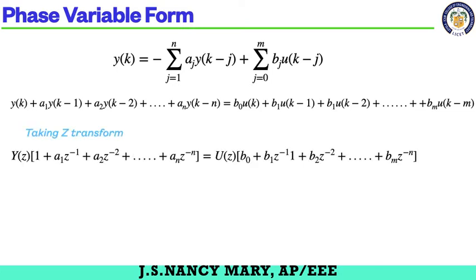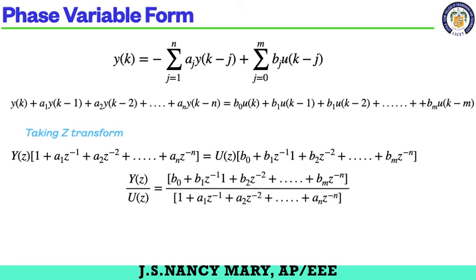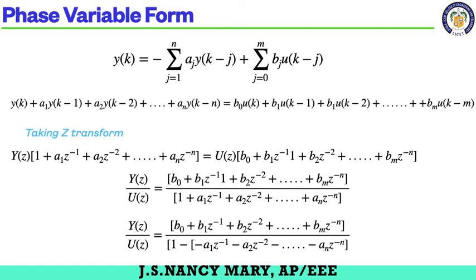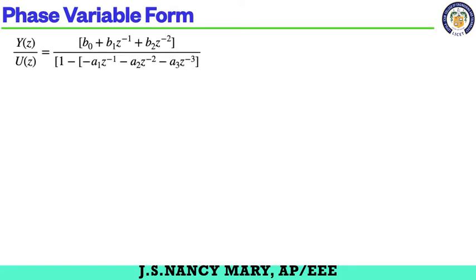So I'll be getting Y of z by U of z is equal to b0 plus b1 z inverse plus b2 z inverse squared divided by 1 plus a1 z inverse. I'm just rearranging it using Mason's gain formula, that is 1 minus a1 z inverse. So the below one represents the feedback path, the above one the forward gain. Okay, so with the help of this, I'm going to draw the signal flow graph.